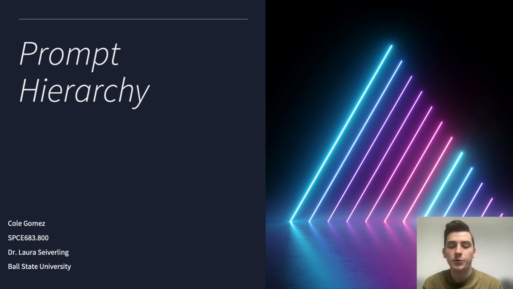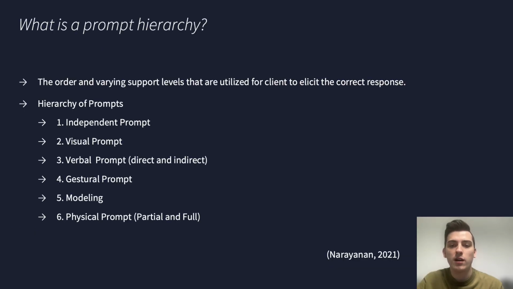Today, I'm going to be talking to you about the prompt hierarchy and what you need to know to be successful when working directly with your clients. To start off, it's important that we define what is a prompt hierarchy. A prompt hierarchy is the order and varying support levels that are utilized by a therapist to get a client to elicit the correct response. The prompt hierarchy can be broken down into 6 main prompts, including independent prompts, visual, verbal, gestural, modeling, and physical. As we continue through this training, we will discuss each prompt level and how to properly implement it.